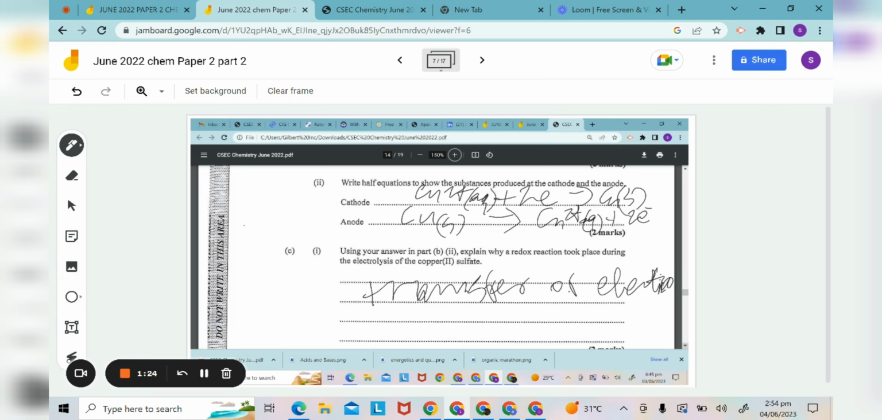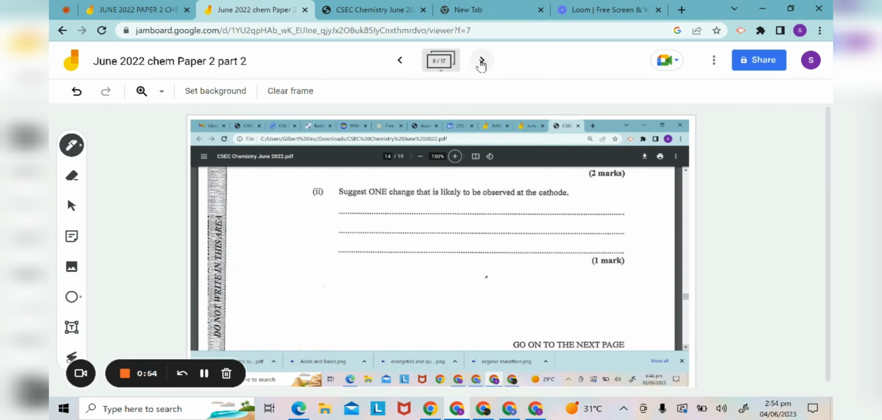But for the purposes here, you could also say that the oxidation state of the copper in solution was changed to 0, and the oxidation state of the copper in the metal was changed to 2 plus. So that's another reason why you could say that it is a redox reaction. The oxidation state changed and there's a transfer of electrons. You probably want to put both of them, since it's about 2 marks for that question.